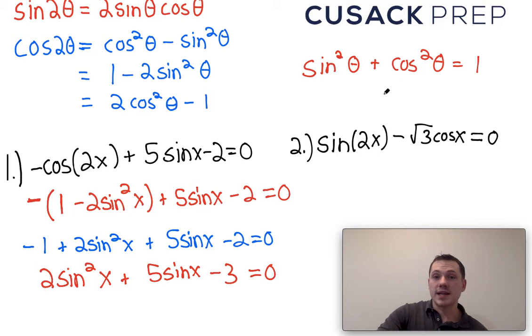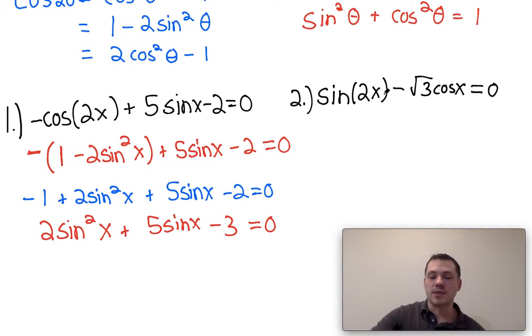Now, after this, we have to factor, because that's what we typically do in order to solve quadratics. To factor this, we're going to take our first term, which is 2, and multiply by our last term, which is negative 3. When we do that, we end up getting negative 6. And then we need to find two factors of negative 6 that add to positive 5. So I know that I can turn this into a positive 6 and a negative 1.